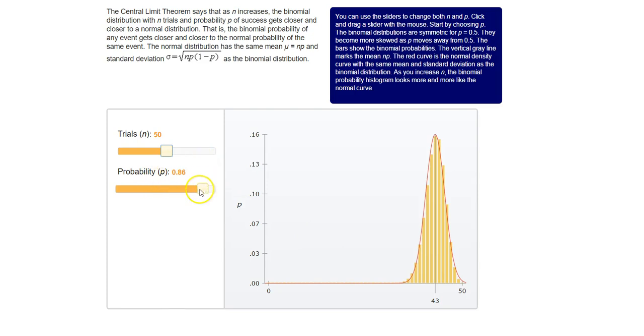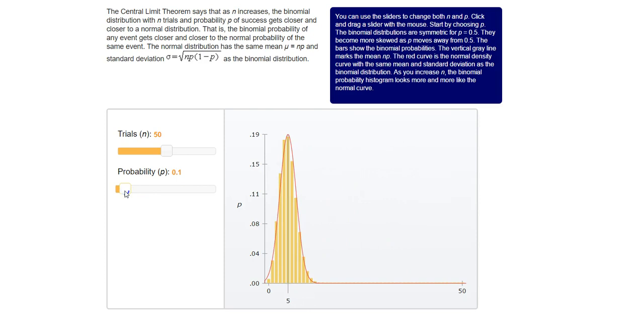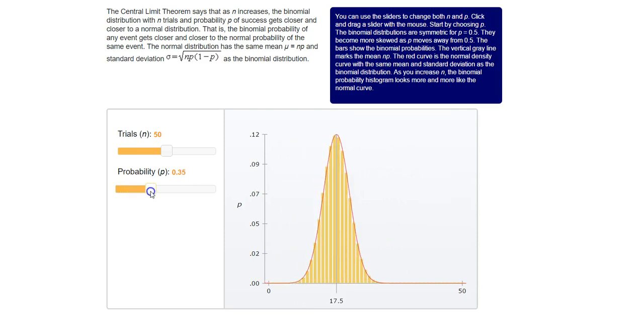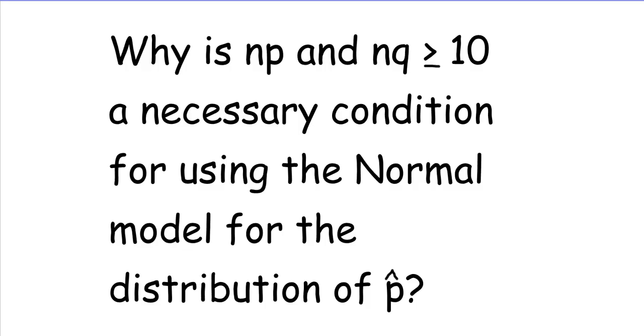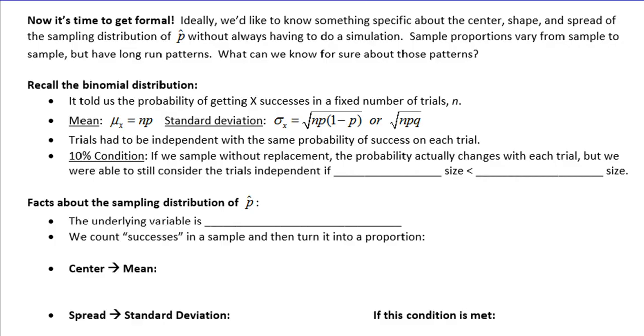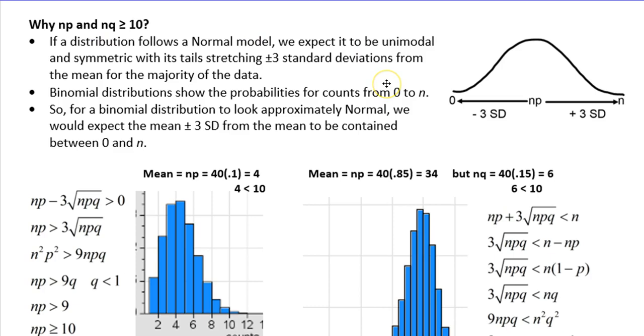So if we have a very high probability or a very low probability, increasing the sample size can correct the problem. That is why both n and p are necessary in the formula to decide whether or not we should use a normal model. Now, why particularly do we use np and nq greater than 10? Here we're going to look at the mathematics of the issue.